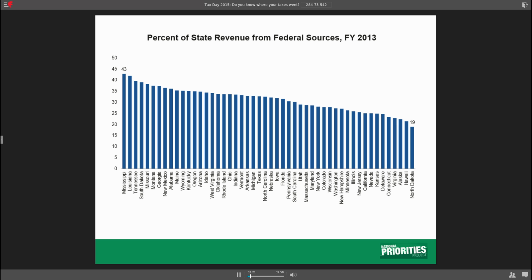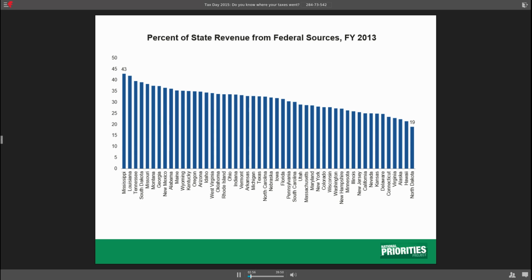What it does include is education assistance. It includes grants that go to states for things like Medicaid and public assistance, so welfare, and programs like that that run through states and then to those states' citizens after that. As you can see, Mississippi has the largest share in the nation of state revenue from federal sources with 43%, and North Dakota has the lowest with only 19% of their state revenues from federal sources.